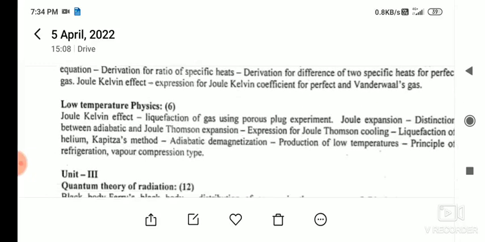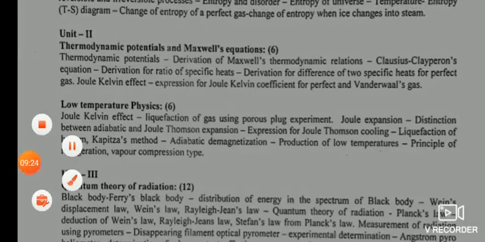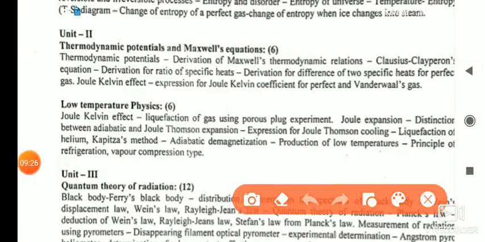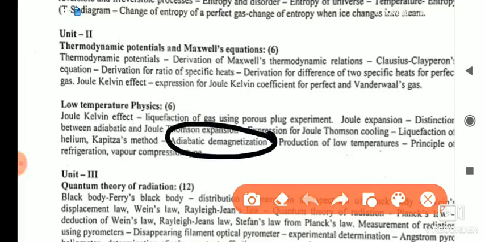Second chapter: if you see the second chapter, we have low temperature physics. In low temperature physics, the first important question is the Joule-Kelvin effect and the porous plug experiment. The second one is adiabatic demagnetization. Sometimes you may be asked Kapitza's method. The mostly asked question is adiabatic demagnetization. Sometimes you may be asked the porous plug experiment and the Joule-Kelvin effect.